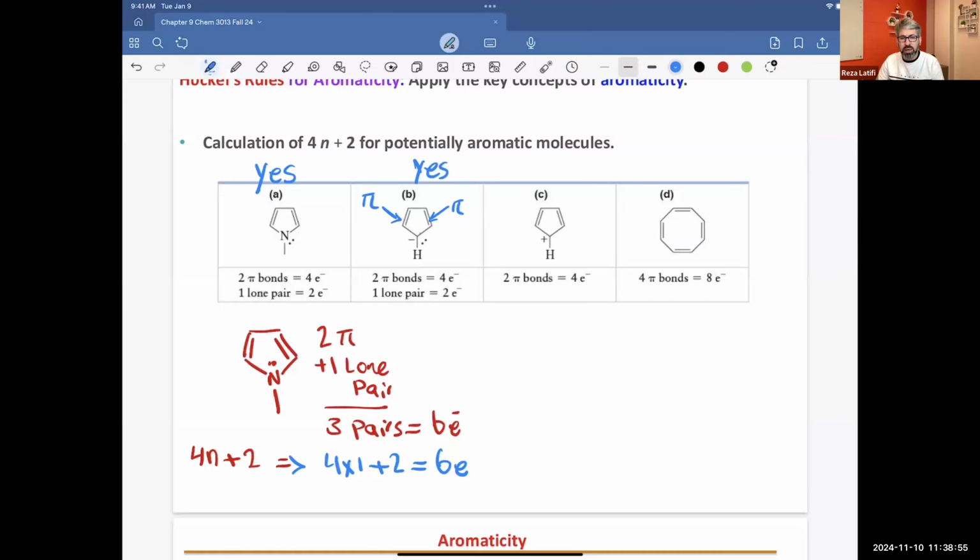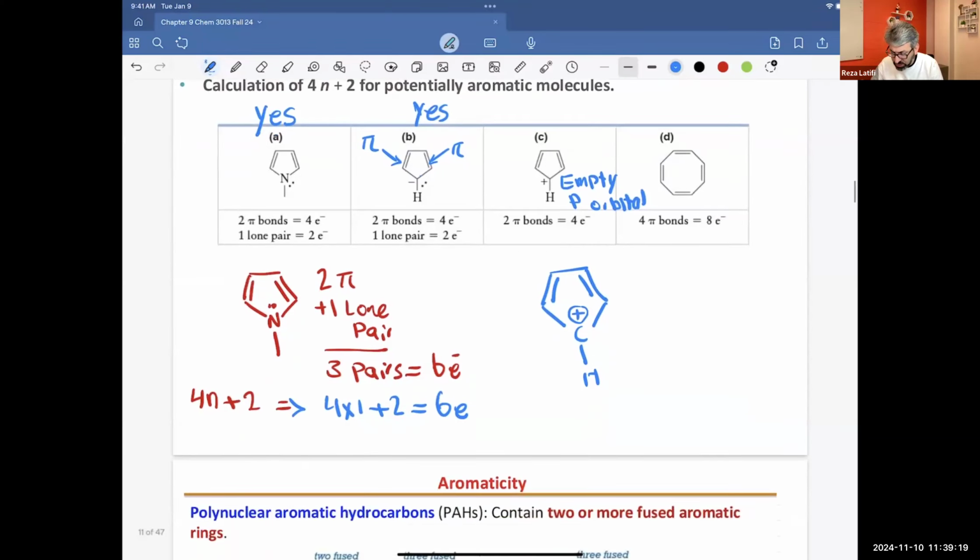And how about C? C, we have an empty p orbital. Okay, and so we have this system. Carbon here, carbon attached to hydrogen. This carbon is not octet, and that's the reason it has a positive charge. And what's the hybridization for it? Hybridization is going to be sp2.